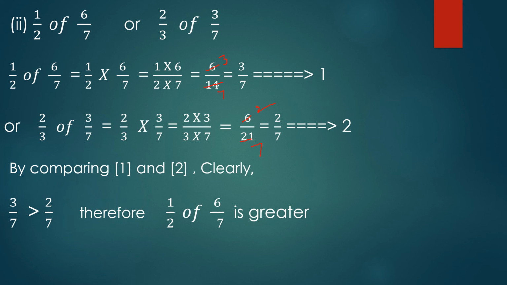Now 3 by 7 and 2 by 7, let us compare these two. Now here the denominators are the same, and the numerators are 3 and 2. So out of these two, which one is greater? 3 is greater. Therefore 3 by 7 is greater than 2 by 7. Therefore what is 3 by 7? It is the answer of 1 by 2 of 6 by 7. Okay. Therefore 1 by 2 of 6 by 7 is greater compared with the other set of fractions, that is 2 by 3 of 3 by 7.